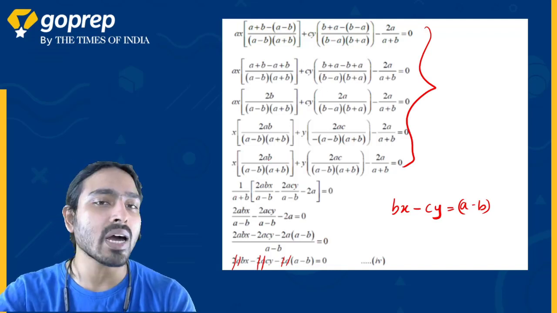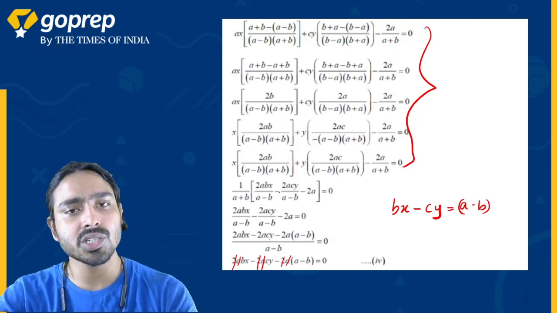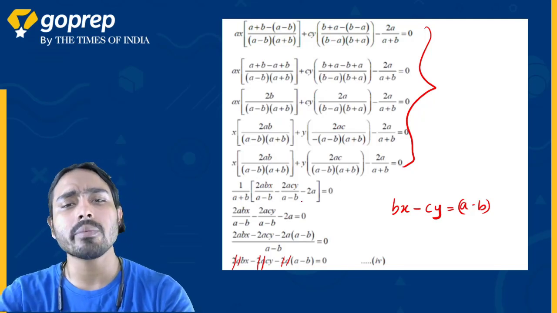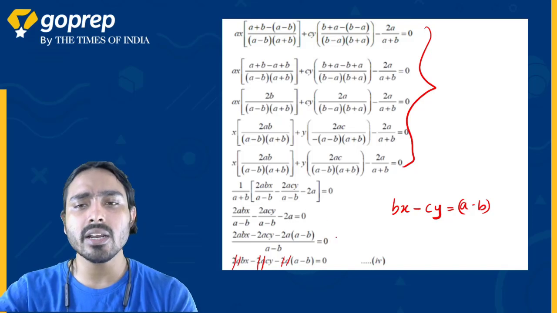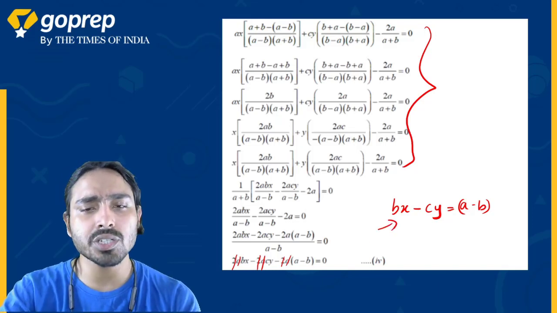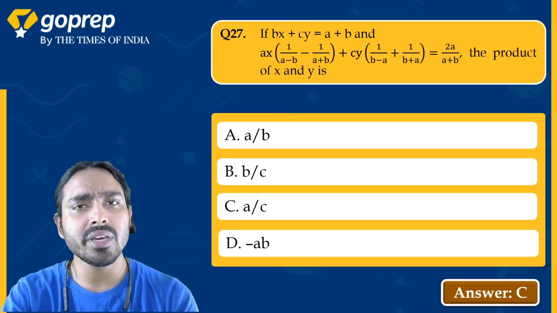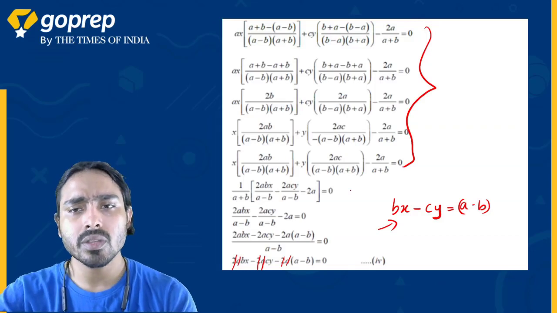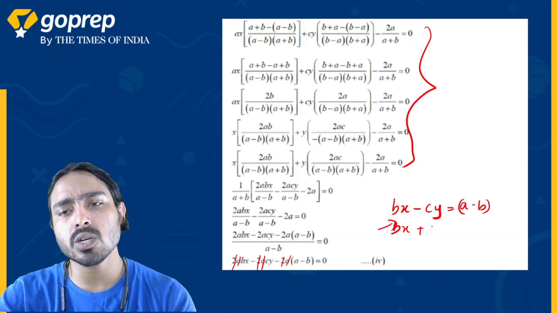First of all, a plus b will come out initially, right? You just have to multiply and subtract. That's all you have to do. So you'll get an equation like this. The other equation is again very simple. It is bx plus cy is equal to a plus b. Bx plus cy is equal to a plus b.